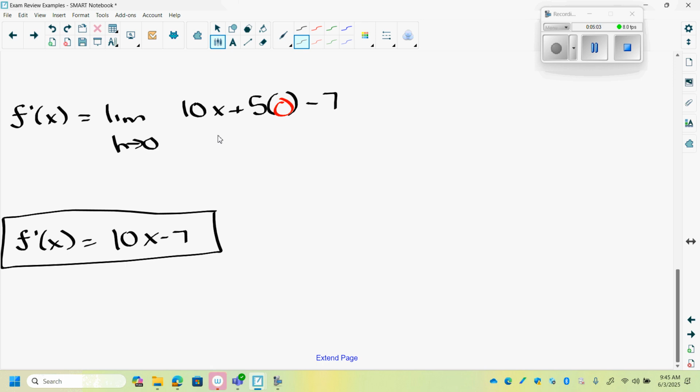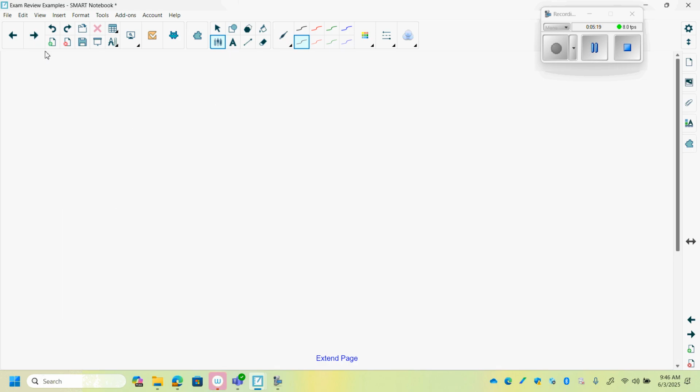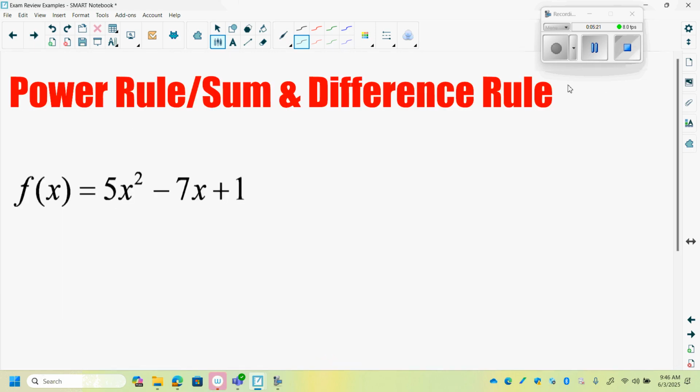Now, it shouldn't matter how I do the derivative. Whether I use the limit definition of the derivative, or whether I just use a sum and difference rule, basically the power rule with multiple terms, I should get the same answer. And if you flip to the next question, that's what it says. Find the derivative of f of x equals 5x squared minus 7x plus 1. What's the derivative of f of x? What's the notation I would use?